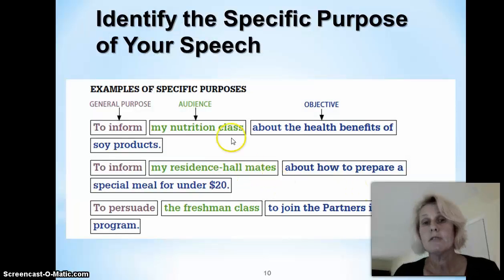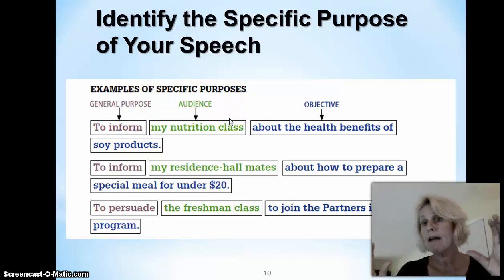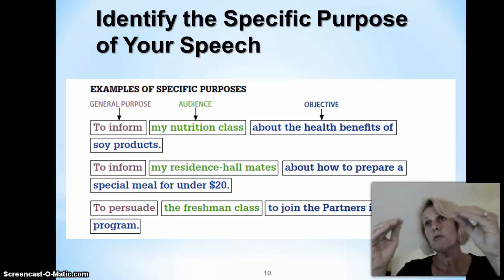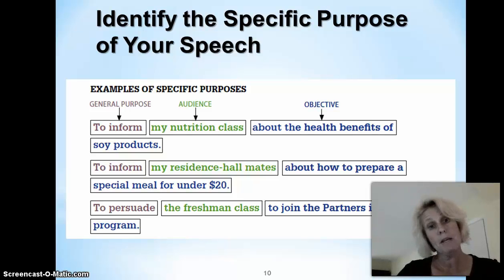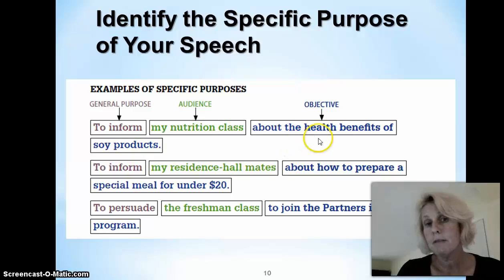So looking at this great outline here, we see examples of a specific purpose, which is going to be part of your outline, which in a sense is the start, a good tool for you then to come up with the rest of the information for your outline. You see here, I want to inform my nutrition class about the health benefits of soy products. Okay, so it's an informative speech.